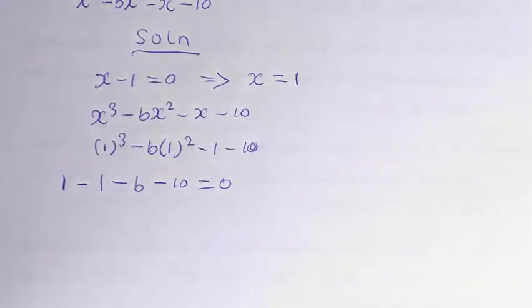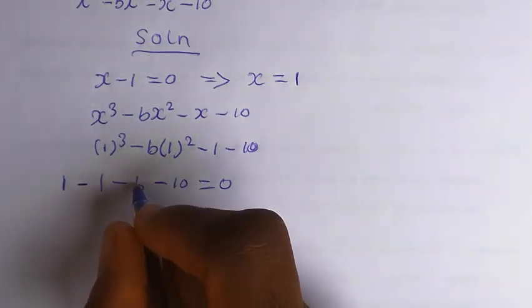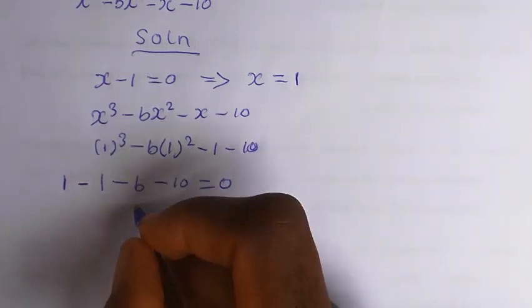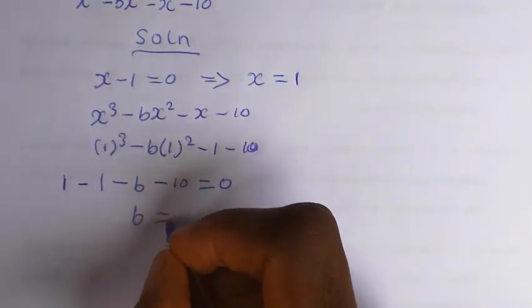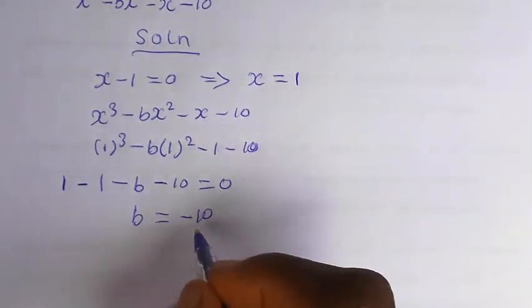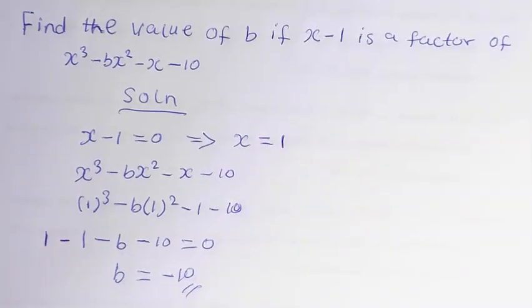It is 1 minus 1. 1 minus 1 is 0. Then we can take minus b to the right hand side. We have plus b will be equal to minus 10. And that is the final answer. Very simple.